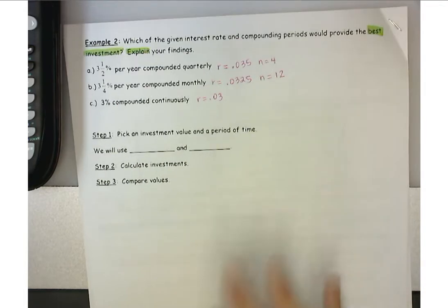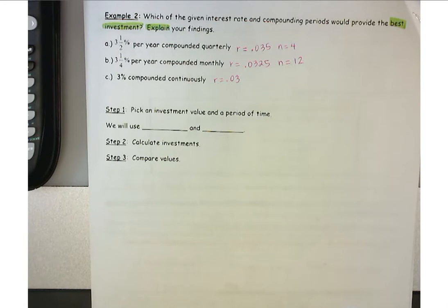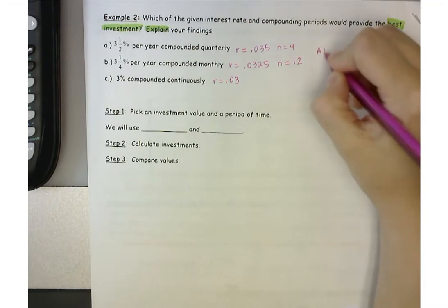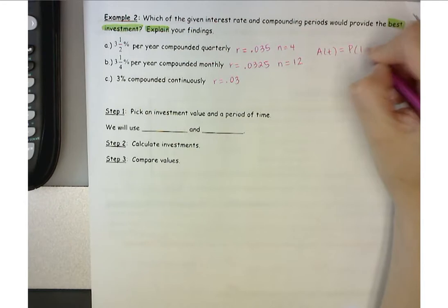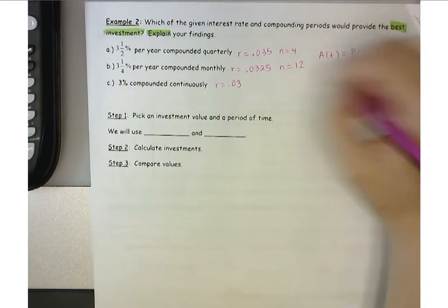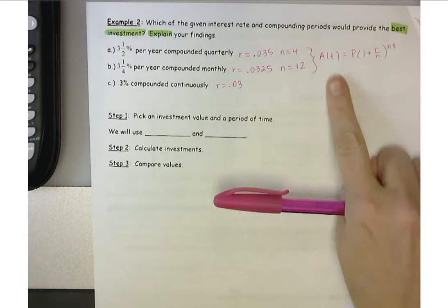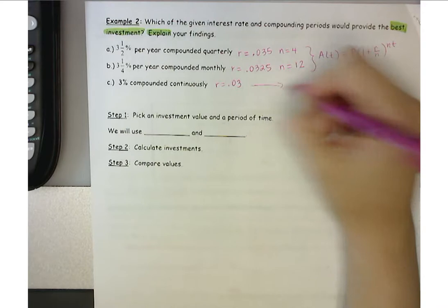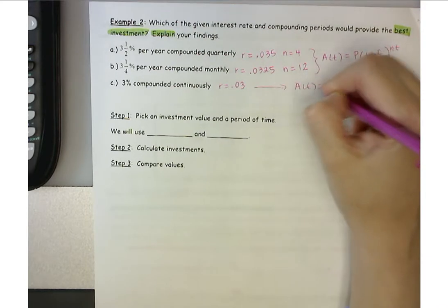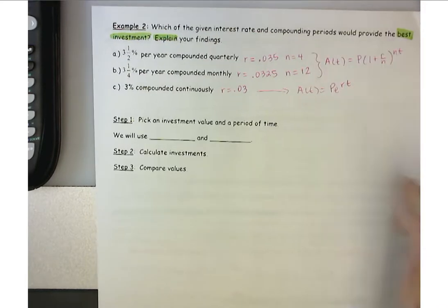All right, now if I'm going to use my equations, what else do I need? Okay, so I need to know the time and, yeah, whatever your initial investment is, right? Okay, so for these two, I'm going to be using this formula. For this one, I'm going to be using A of t equals P e to the r t.